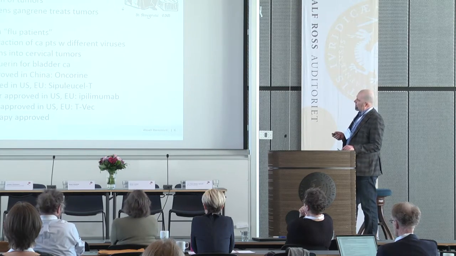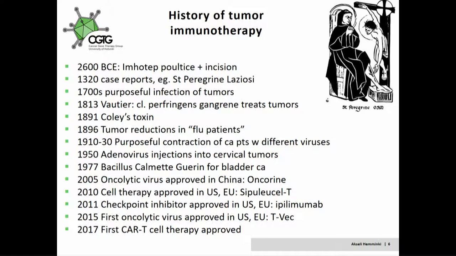Then after viruses were described as an entity about 100 years ago, those were tried for treatment of cancer, just contracting viruses from flu patients into cancer patients. Our own tool, the adenovirus, was described in the 50s, and that was almost immediately tried at the National Institutes of Health. The first routine immunotherapeutic was approved in 1977. This is still in use.